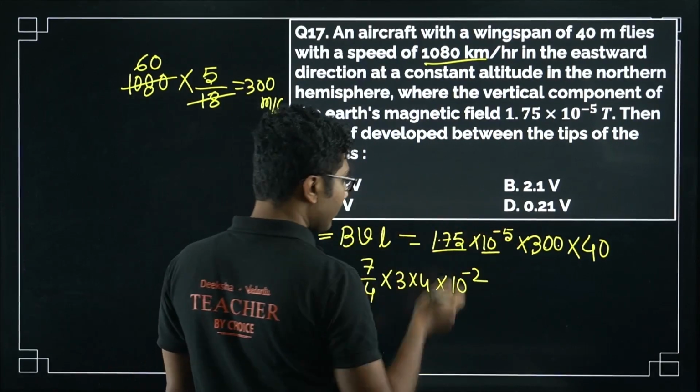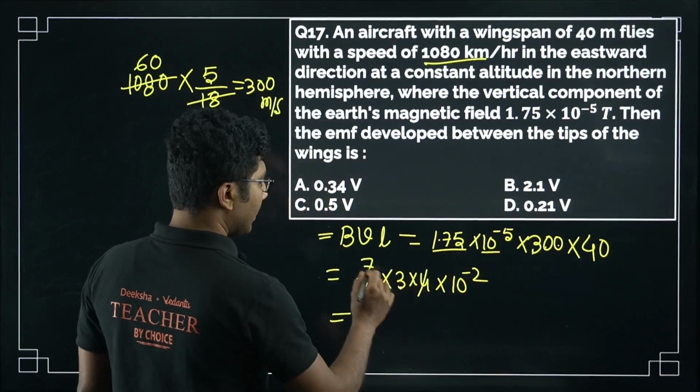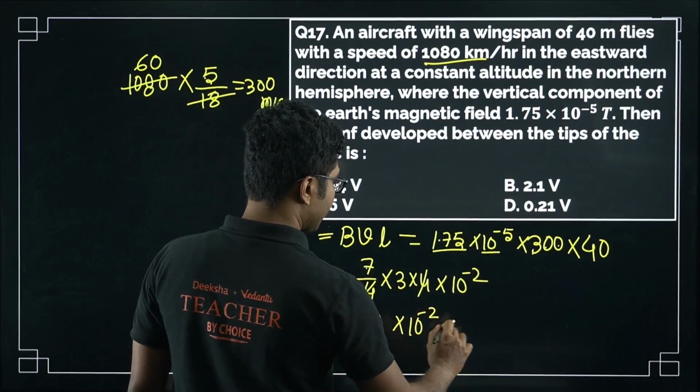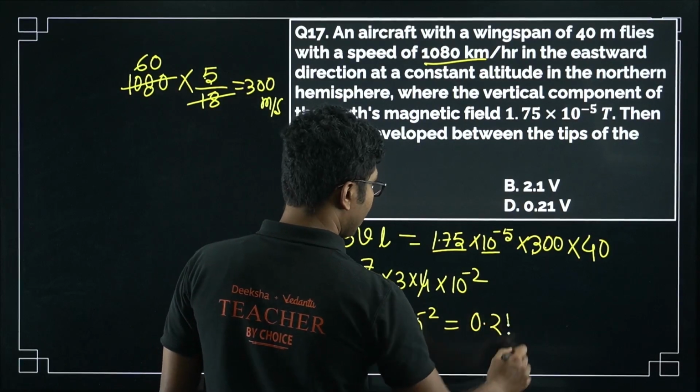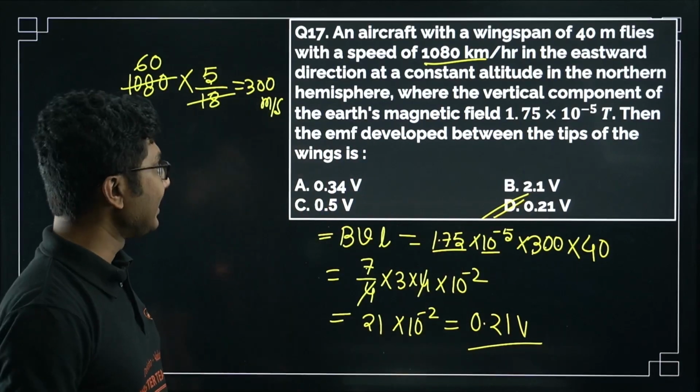So it will reduce the 10 to the power of minus 5. Now this 4 will cancel. You will get 3 7s are 21 into 10 to the power of minus 2. So it will be 0.21 volt. Okay, so 0.21 volt is the answer in this case.